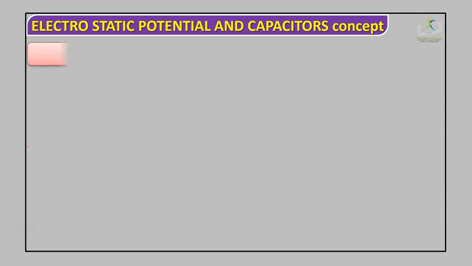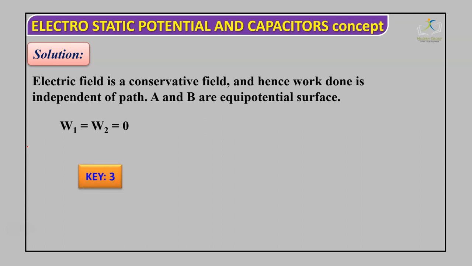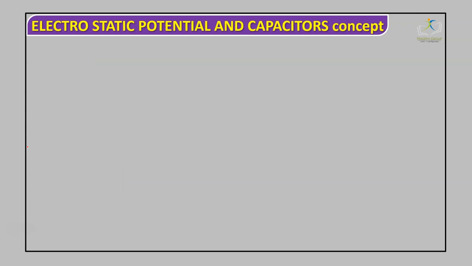Let us see the solution of this question. Electric field is a conservative field. Hence, work done is independent of the path. A and B are equipotential surfaces. So, we can say that W1 is equal to W2 is equal to 0. According to that, we have the correct option: W1 is equal to W2 is equal to 0. That is the third option.